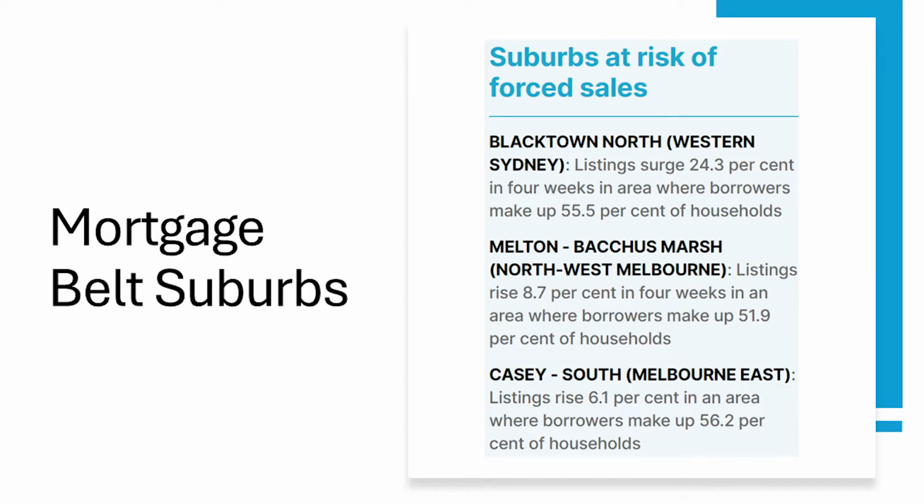Look, a few examples of these are regions where you've got high mortgage belt, or should I say high for sale. So that's mostly in mortgage belt suburbs. So Blacktown North, that's towards Schofields. Melton, Bacchus Marsh, that's a lot of new estates out there. And Casey South is also a lot of new estates in, should I say, the very far out of Melbourne East. So look, don't buy any of those areas. Just a rule of thumb.